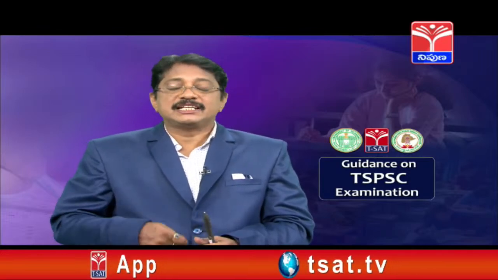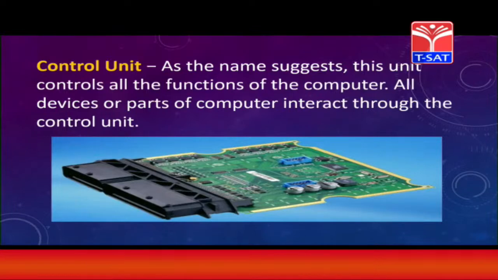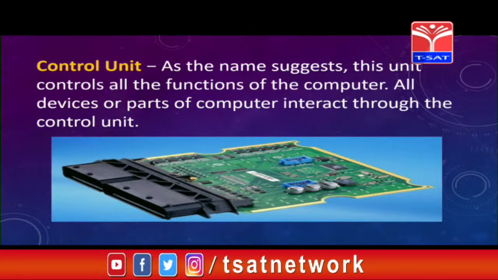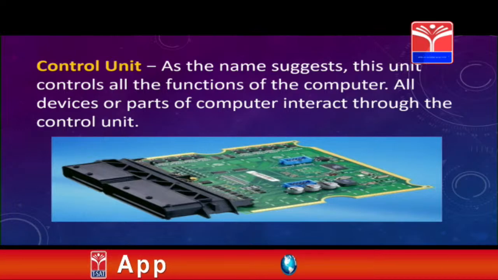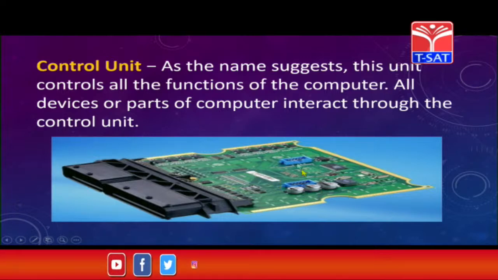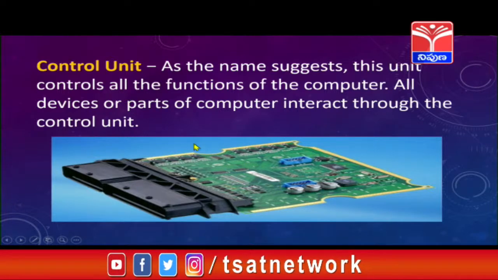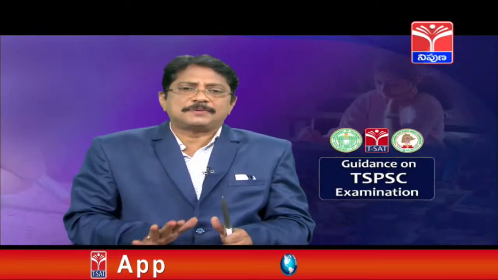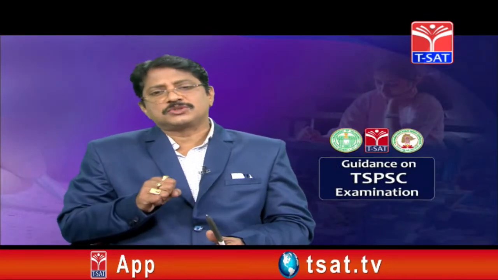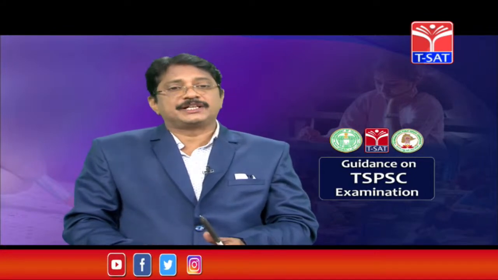Already I said the control unit is a part of the central processing unit, as you know. As the name suggests, this unit totally controls all the functions of the computer. All devices or parts of the computer interact through this control unit. See, this is a control unit. Already the printed circuit is there, correct? This one we will call the control unit of a computer. It controls the total operations of the computer, and it controls all the parts of the computer. So that's the reason we simply call it a controlling unit or control unit.